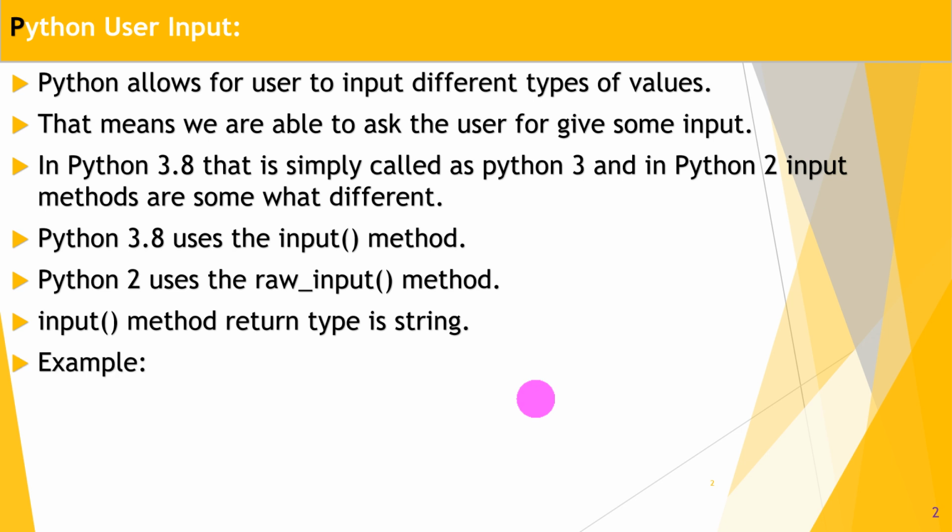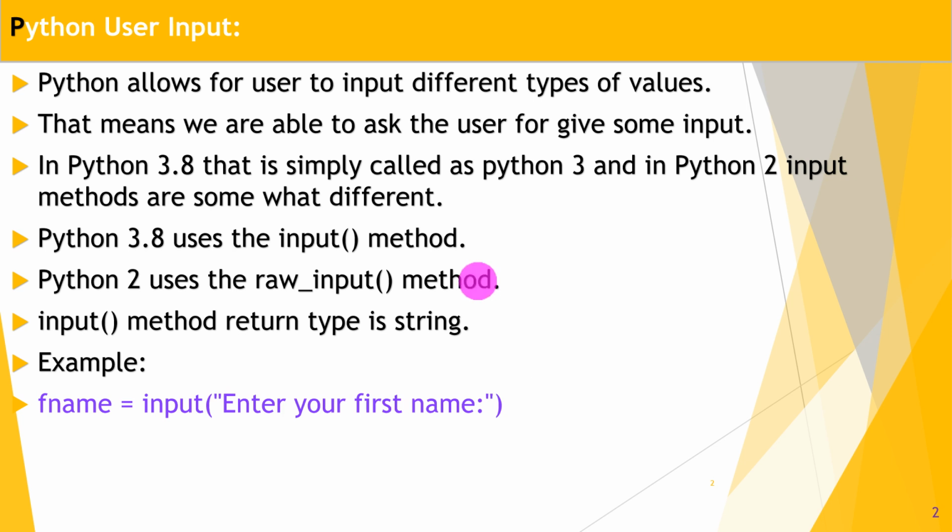For example, here input is the method name, and in parentheses give whatever message you want to display on the text mode window or console, that is, enter your first name. After that the cursor is blinking to take the input from the user, and that input is of type string and saved into the fname variable. The fname variable's data type is automatically decided by the Python environment, which is string, and then print your first name.